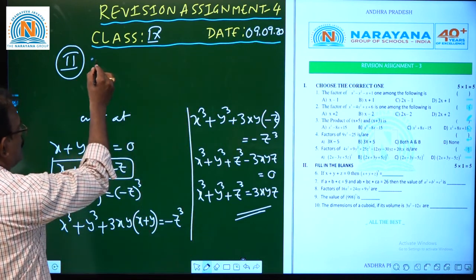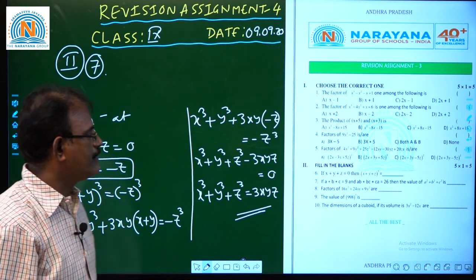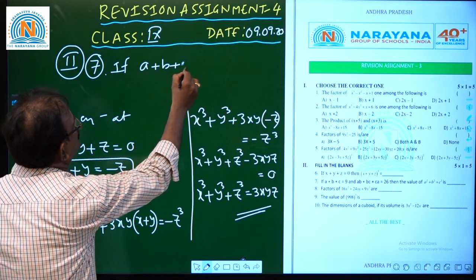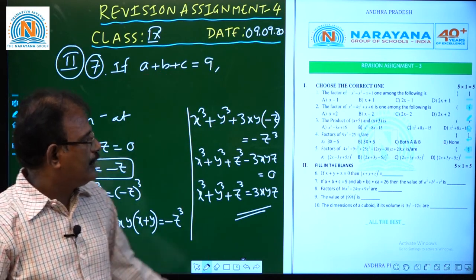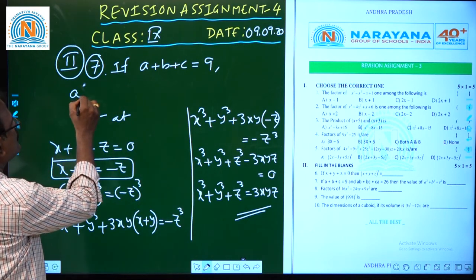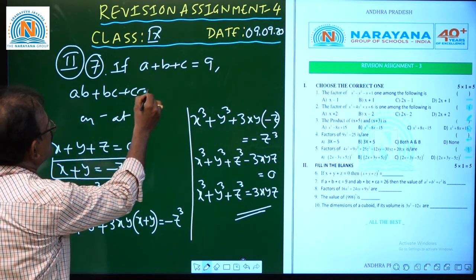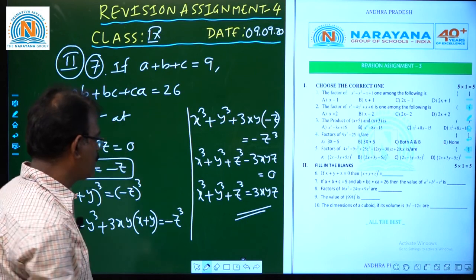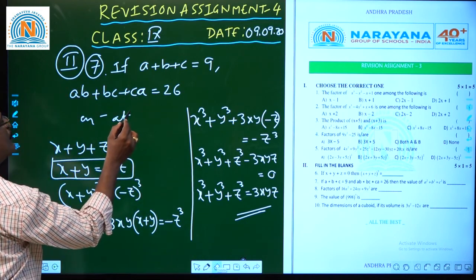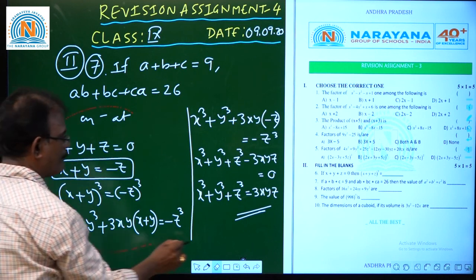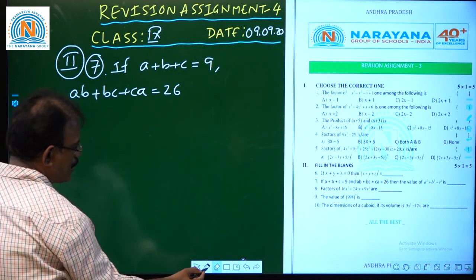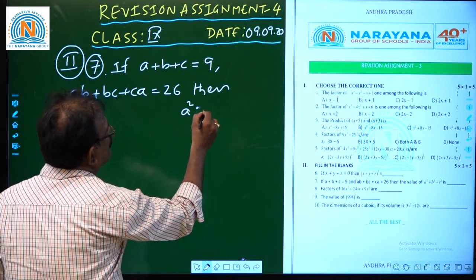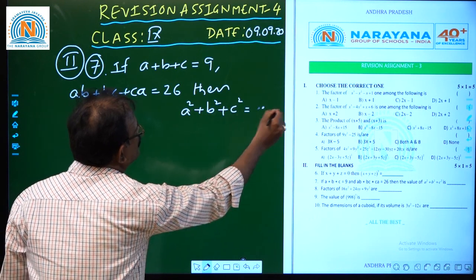Question number 7 is: if a plus b plus c is equal to 9 and ab plus bc plus ca is equal to 26, then the value of a square plus b square plus c square is how much?